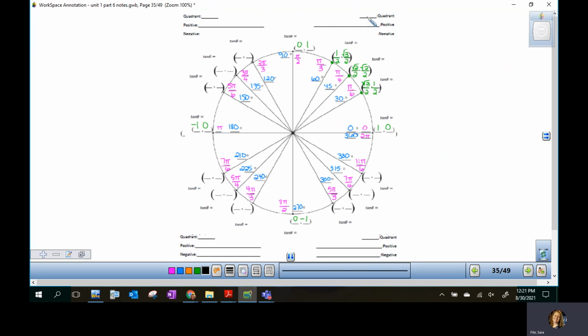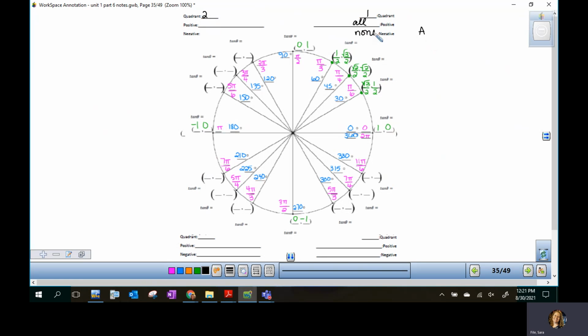So in quadrant 1, it says positive. This is asking about trig functions. What trig functions are positive in quadrant 1? And it's all of them. You can list out sine, cosine, tangent, or you can list out sine, cosine, tangent, cosecant, secant, cotangent, or you can just write the word all. None of them are negative in quadrant 1.